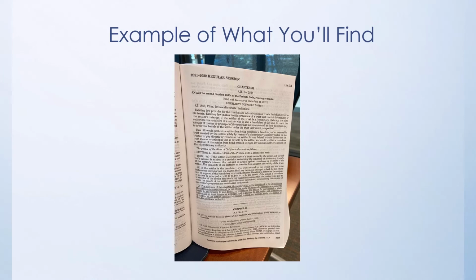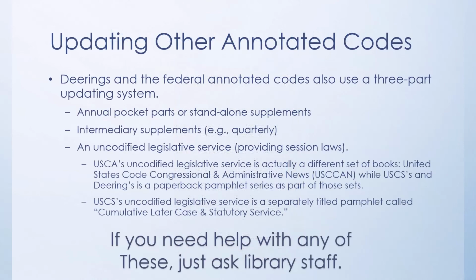It's a three-step process: pocket part, supplementary pamphlets, and then legislative service. Now, if you were using Deering's or the USCA or the USCS, it's the same three-part system. Pocket parts, although sometimes those pocket parts are not in pockets, they're standing on the shelf next to the volume. Then the intermediary supplements or pamphlets, and then a legislative service.